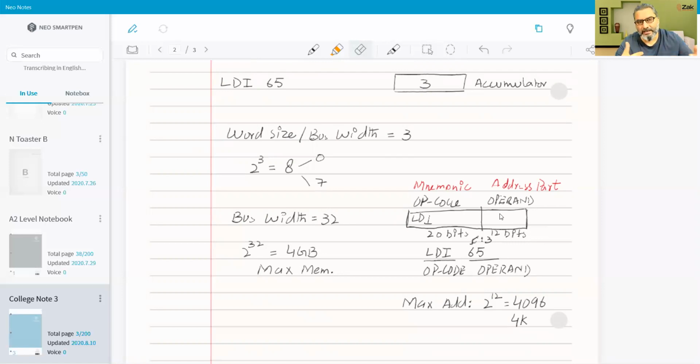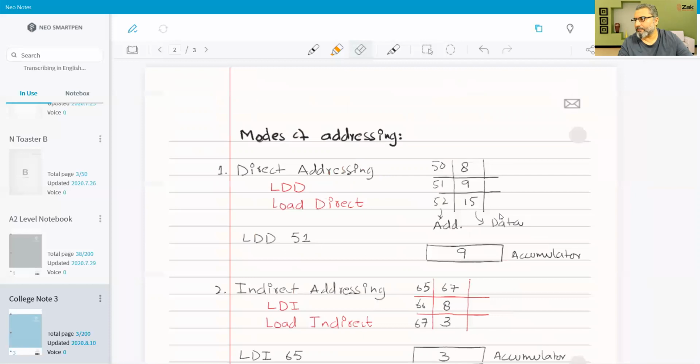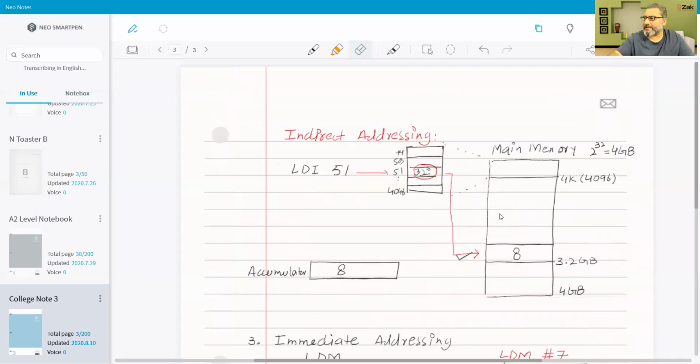But what if your data is placed somewhere beyond 12 bits? What we do is, among the addresses available within these 12 bits, we place the address of the actual data at one of those locations so that we can access it.